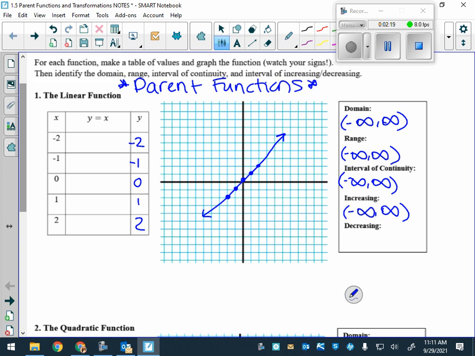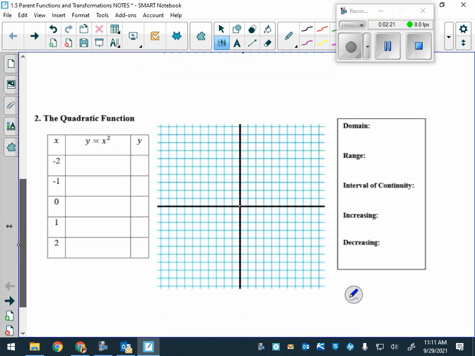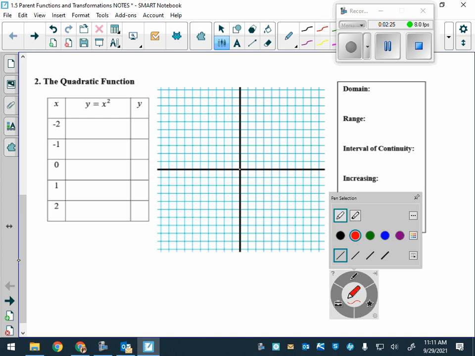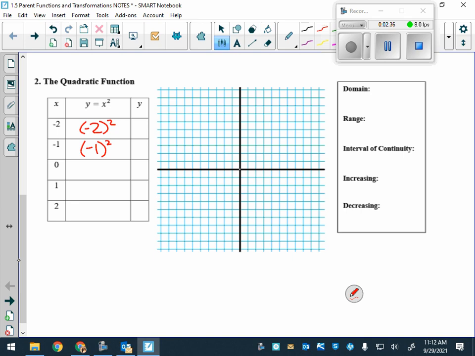Yes, okay. So now if we go to number 2 here, okay, and we have our table of values, and I will just start with the negatives showing in parentheses. What do I get? What's -2 squared? Steffa. 4, -1, 0. Good. So graph this function.